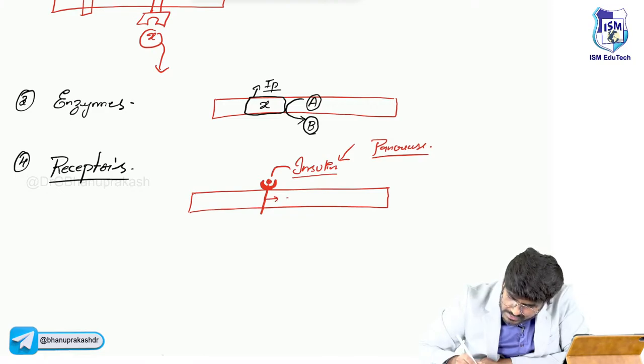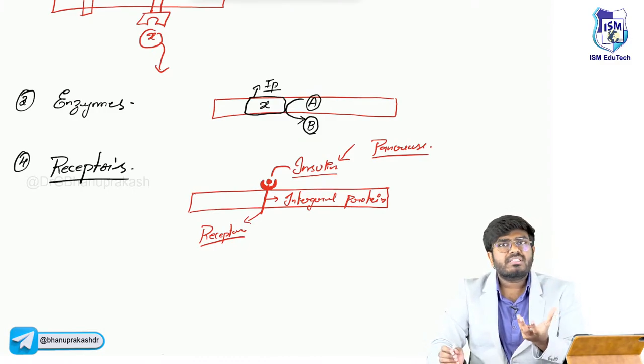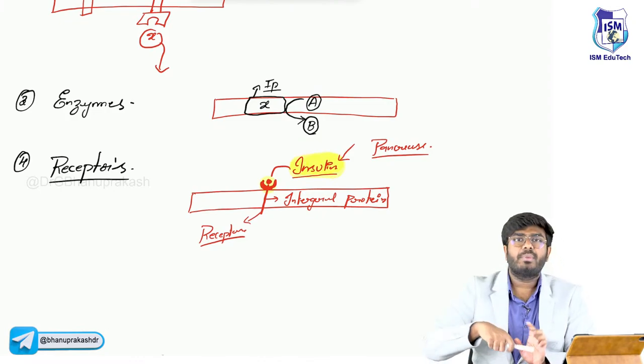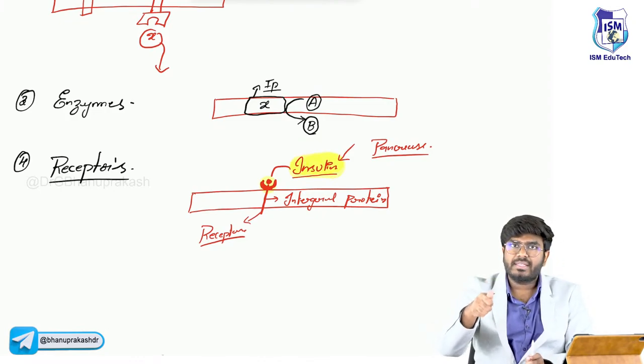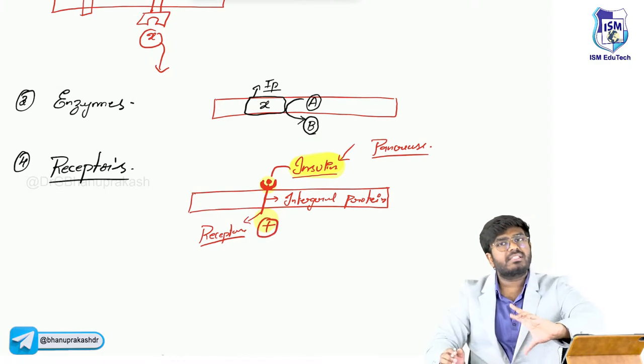So, what is this protein? It's an integral protein, and it is acting like a receptor. So, integral proteins can be receptors. Now this insulin is coming and ringing the bell. These receptors are like bells. Once they are activated, they will bring changes inside the cell.